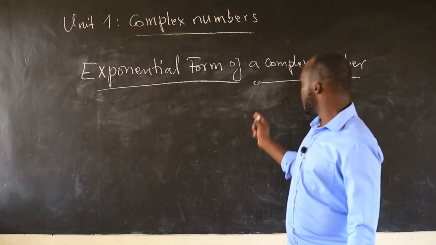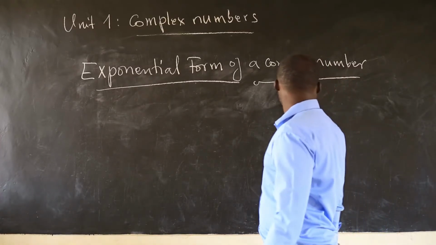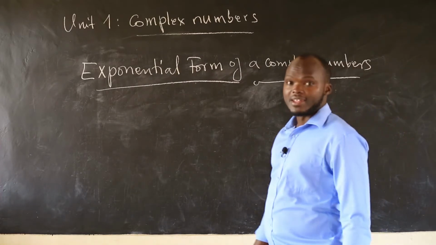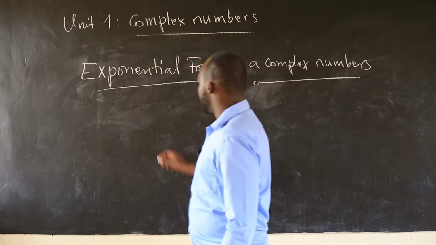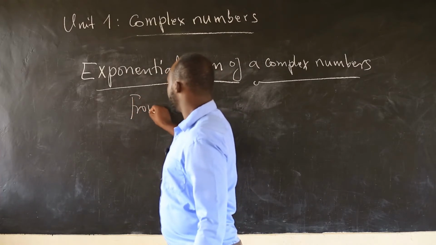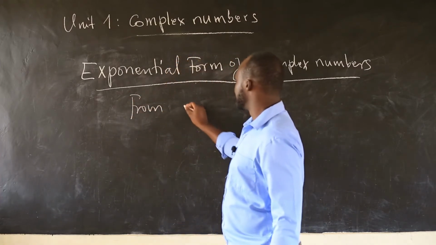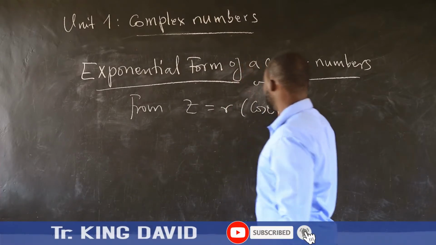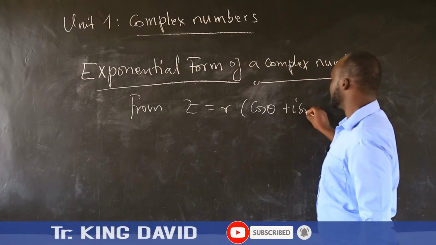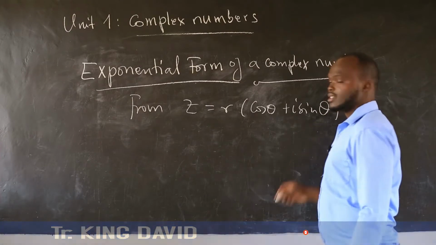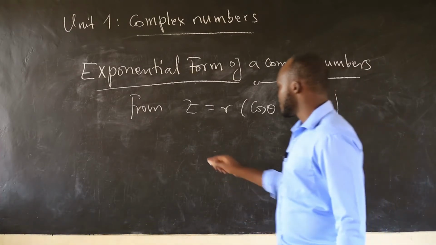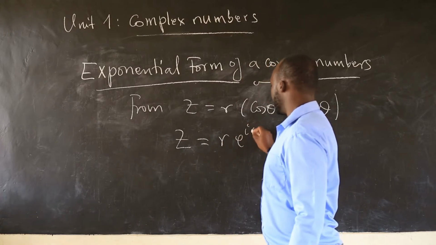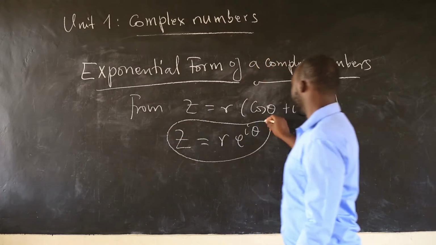So, exponential form of complex numbers. How do we express a complex number in exponential form? From what we know, the polar form of a complex number is z equals r into bracket cos angle plus i sine angle. So this is the polar form. In exponential form, it becomes r e power i angle. So this is the exponential form.